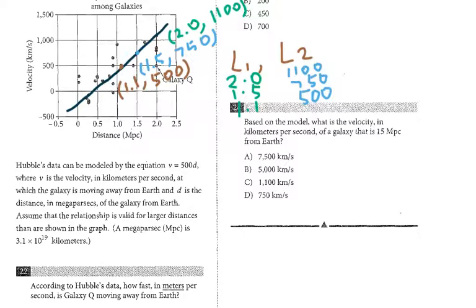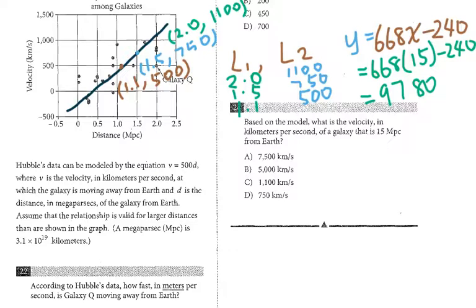Then you go to calculate, find the linear regression. You will find y equals 668x minus 240. Then plug in x equals 15. You will get 9,780. That's close to A.